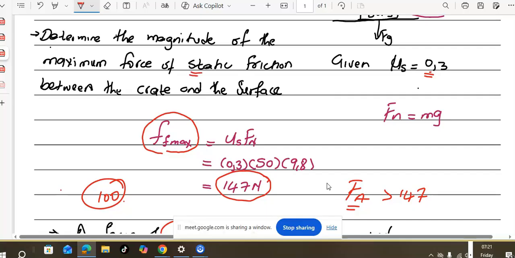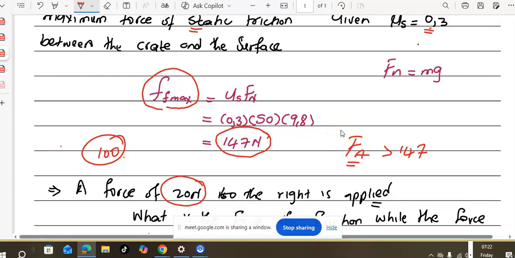Remember, we need to go back and explain what the maximum force of static friction is. We say that static friction is the frictional force on the stationary object that opposes the motion of the object. So when the parallel component of the applied force increases, the magnitude of the static friction will also increase. So what I'm saying is that in order for us to move the crate, we need a force that is larger than 147. Can you agree with me on that?